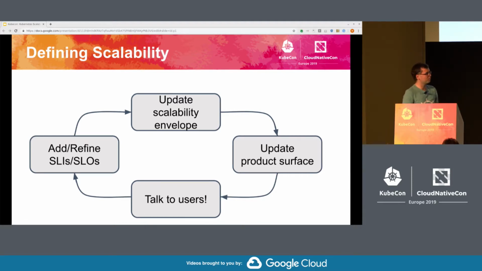To be more precise, this doesn't exactly look like a circle. There can be arrows between any two items here. It's basically because the life cycle of the product is not necessarily tightly coupled with the life cycle of how we evolve our SLIs and SLOs.